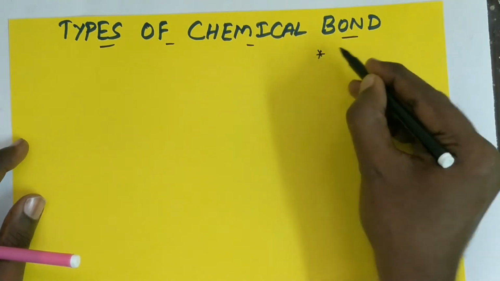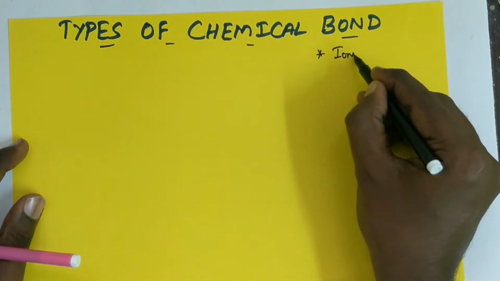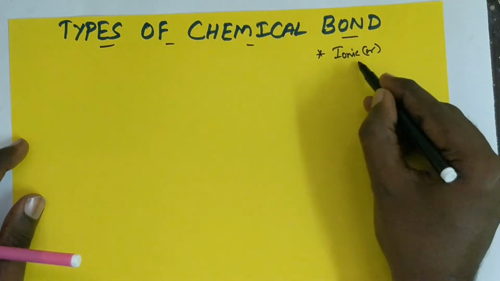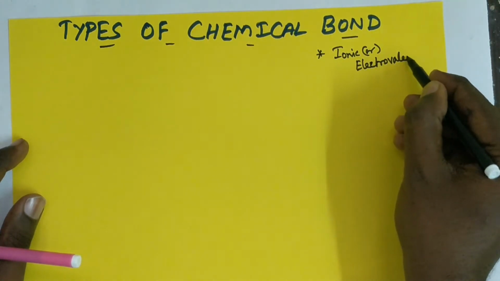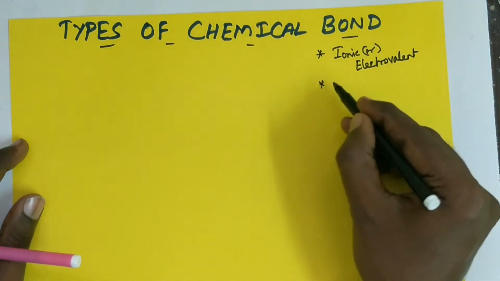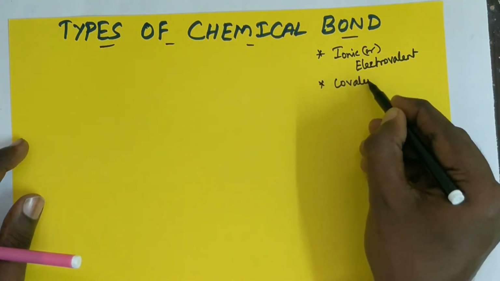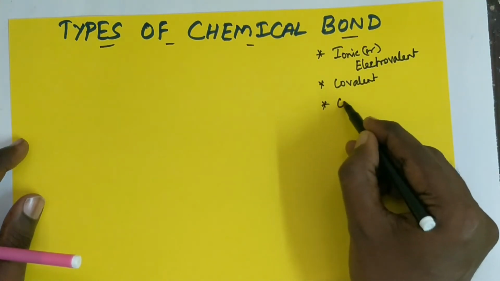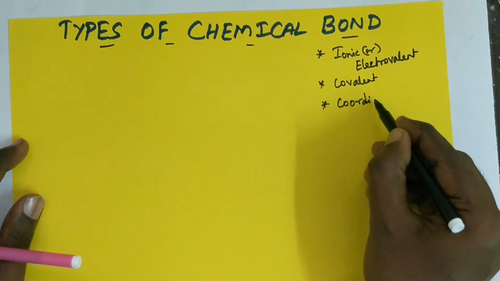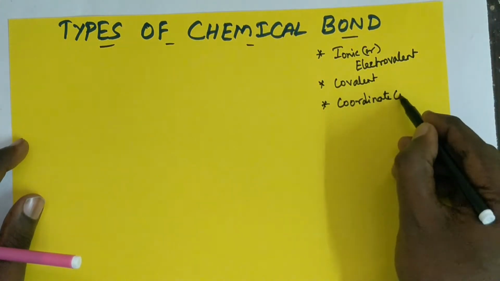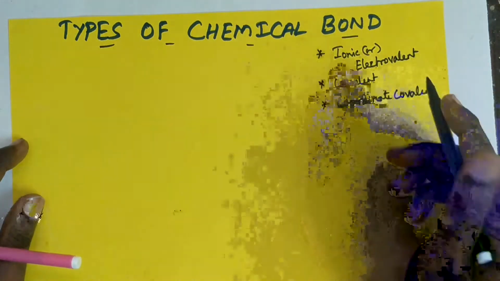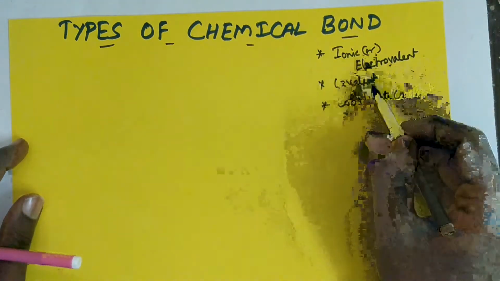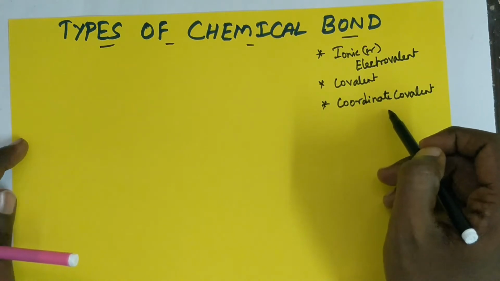One is ionic or electrovalent. Second is covalent. Third one is coordinate covalent. So chemical bonds are classified into three types: ionic or electrovalent, covalent, and coordinate covalent.